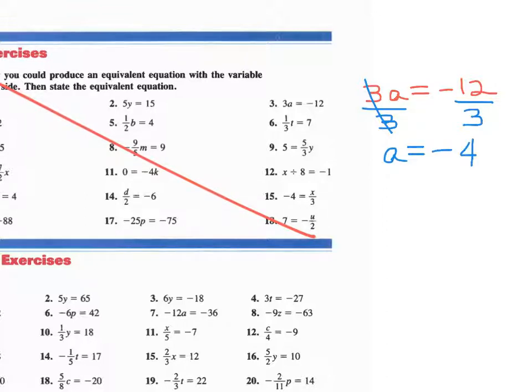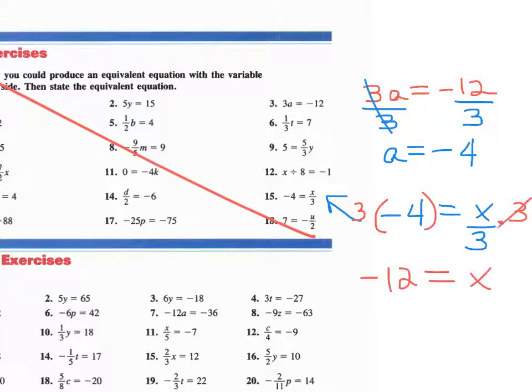Let me try a division problem. Let's try number 15 here. And I have -4 is equal to x over 3. Again, we are going to use the multiplication property of equality, which will also clear my fraction. And I get -12 equals x.